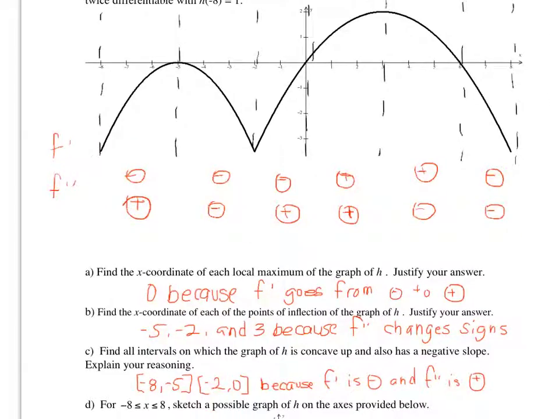To find the local maximum, f prime needs to go from negative to positive. So the only place where f prime goes from negative to positive is right here at 0, between these two. In order to find points of inflection, f double prime needs to change signs, and it does so in 3 places. And to find the intervals from which it concaves up with the negative slope is -8 to 5 right here. And when f prime is negative and f double prime is positive, as well as -2 to 0 right here.